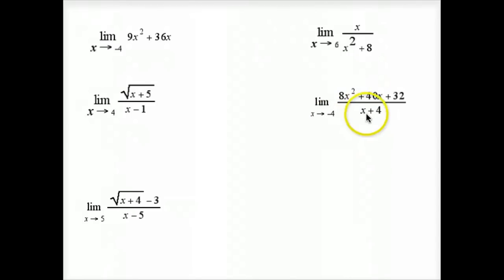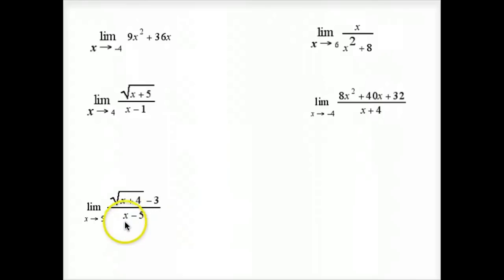X is approaching -4, so -4 plus 4, you're dividing by 0. So what you need to do in this situation is factor this, and then if x plus 4 is a factor, this will divide out. And then whatever's left up in the numerator, you'll plug -4 in for and get your answer. And that's going to work out in this case.